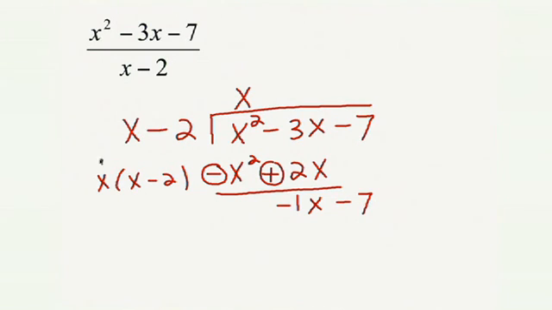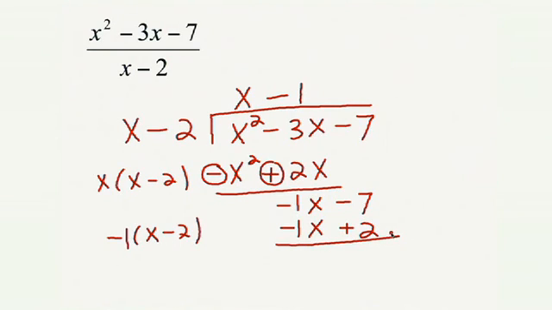All right, so now the question is, what do I multiply x by to get negative 1x? The answer, as I hope you know, is negative 1. So now I multiply this negative 1 by this x minus 2. Negative 1 times x is negative 1x. Negative 1 times negative 2 is positive 2.